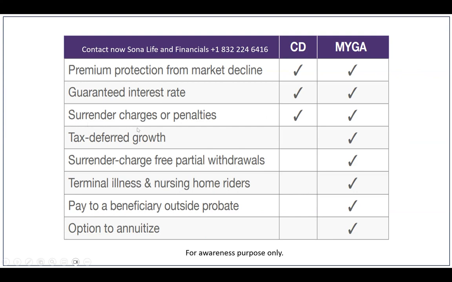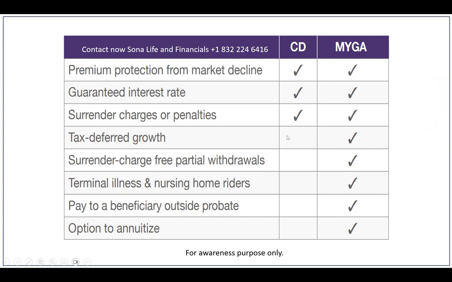Now the third one is surrender charges or penalties. Both CDs and MYGA have surrender charges or penalties if you surrender before the maturity. Maturity may be the number of years you are committing for either CDs or MYGA. Now the fourth one is tax deferred growth. This is very important and everyone should understand this one.